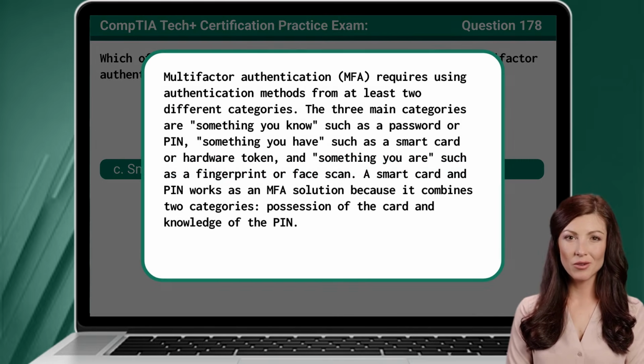Multi-factor authentication, or MFA, requires using authentication methods from at least 2 different categories. The 3 main categories are something you know, such as a password or PIN, something you have, such as a smart card or hardware token, and something you are, such as a fingerprint or face scan. A smart card and PIN works as an MFA solution because it combines 2 categories, possession of the card and knowledge of the PIN.